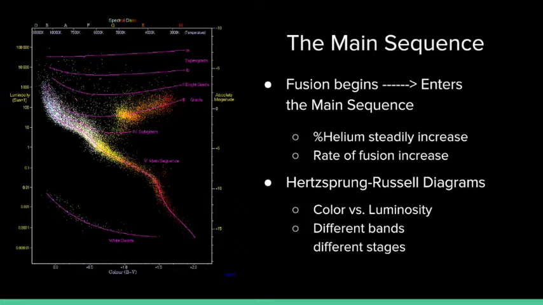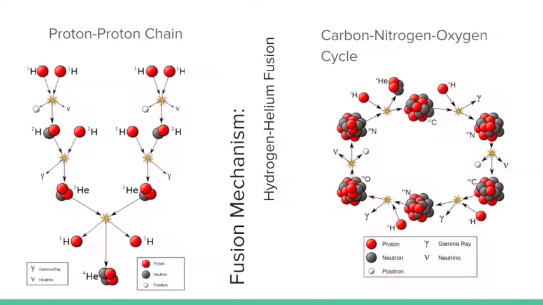To understand what a main sequence is, look at the HR diagram to the left. The main sequence is actually a continuous central band of stars that appears on this plot of color versus luminosity. The stars in different bands are usually in different stages of life. So since our star has entered the main sequence, its fusion mechanism begins to take the following forms.